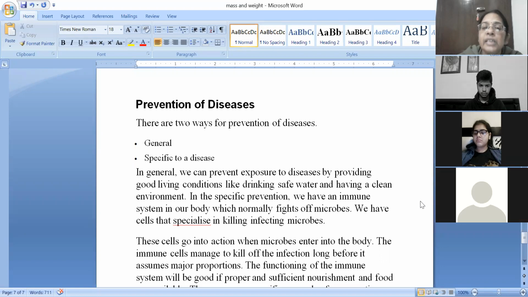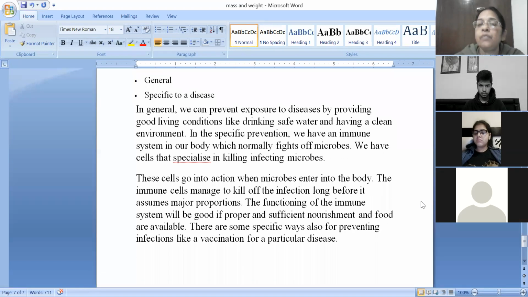We have cells that specialize in killing infectious microbes, children. These cells go into action when microbes enter the body. The immune cells manage to kill off the infection long before it assumes major proportion. And the functioning of the immune system is very important for preventing disease from occurring in the body.